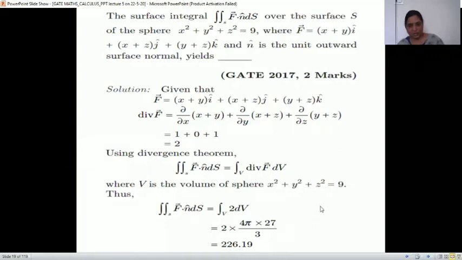So 2 as it is, and the integration of dV, that is the volume, is 4 by 3 pi r cube. R is the radius. What is the radius of the sphere? A sphere is always of the form x square plus y square plus z square equals r square. So this is 3 square, and r is the radius. We are writing here r cube, so 3 cube, 27. Solving this, we'll get the answer.